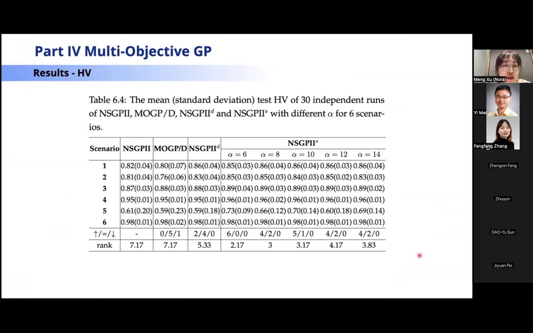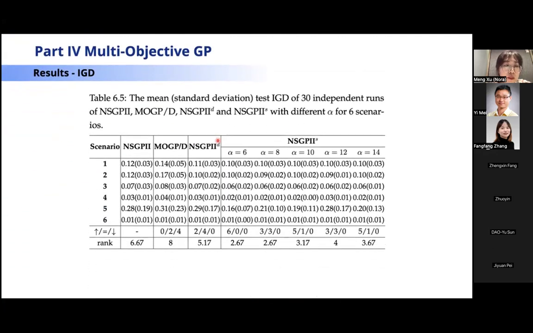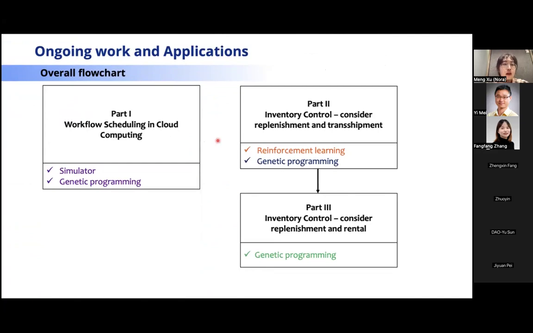Here we show the HV performance of all these methods. As we can see, MOGP/D performs quite similarly to NSGA-II, but NSGA-II with the semantic diversity strategy performs better than NSGA-II, and NSGA-II with the semantic similarity strategy performs even better, and also better than NSGA-II with the diversity strategy. Here are the IGD results, which are similar to the HV results.